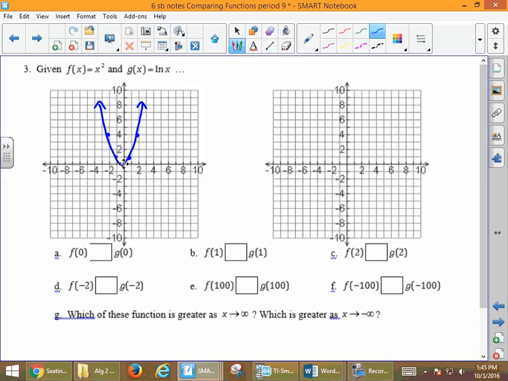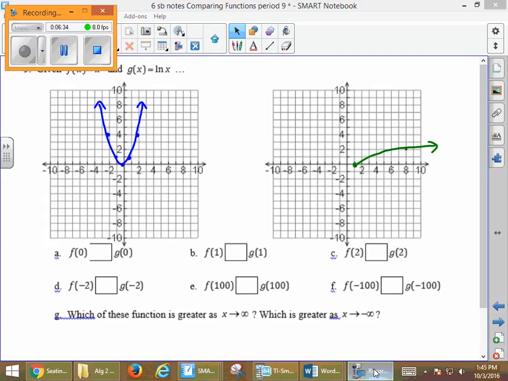And then our g of x equals the natural log of x. And it's 8, a little bit more than 2. There's our picture. And what we want to do is compare these two functions. And when we start off with our f of 0, so we're comparing f of 0 to g of 0.